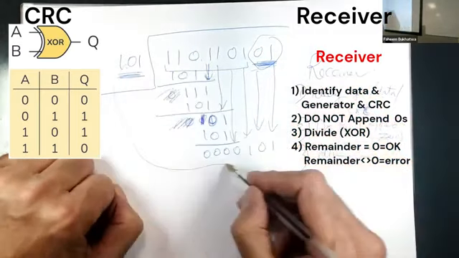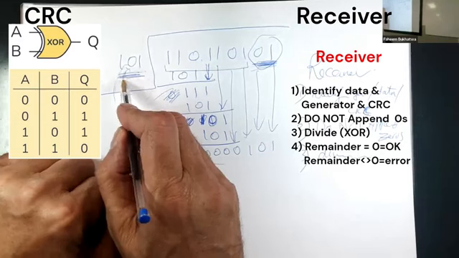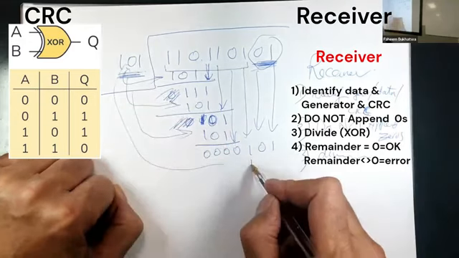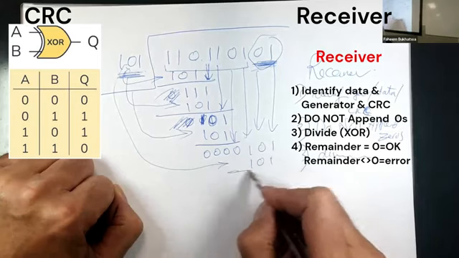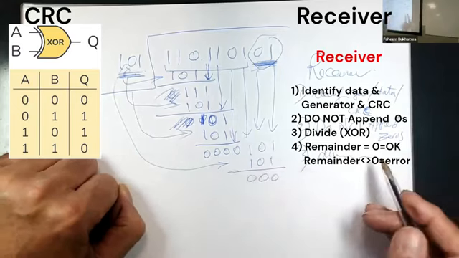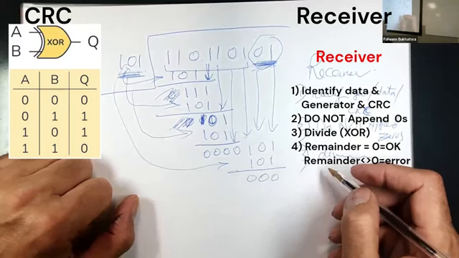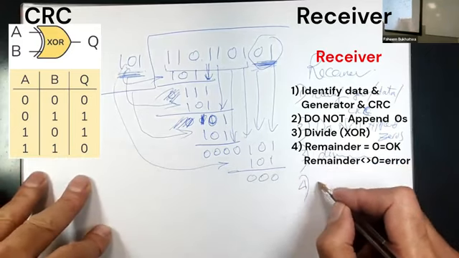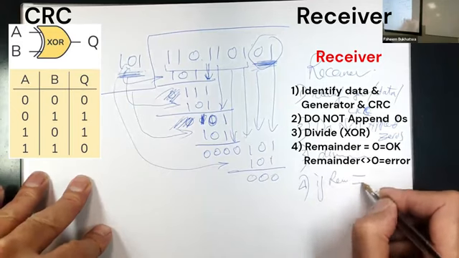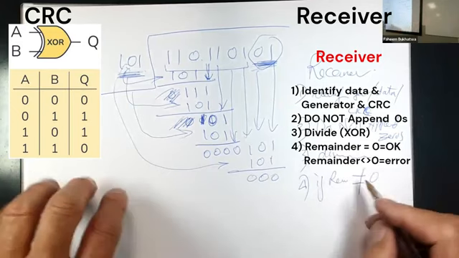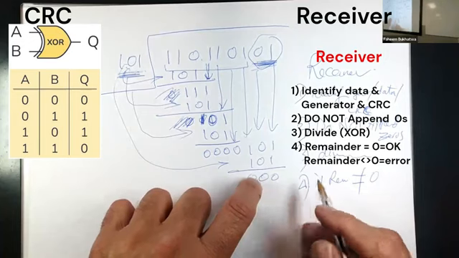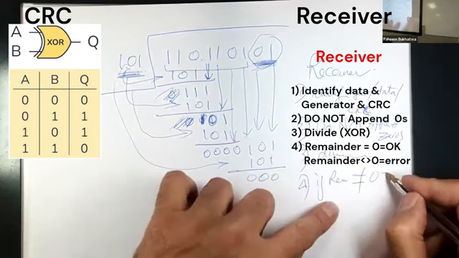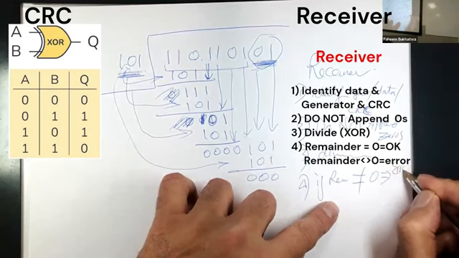Now, remember the 1, 0, 1 goes down at every location here. At the last location, 1, 0, 1 and 0, 0, 0. And now, the remainder equals 0. So the last thing: if the remainder is not equal to 0, if you get any number here at the end, that means there is an error in your data, in your frame. It means error, throw away the frame.